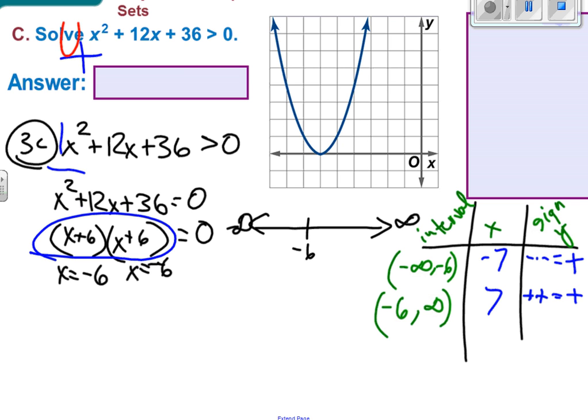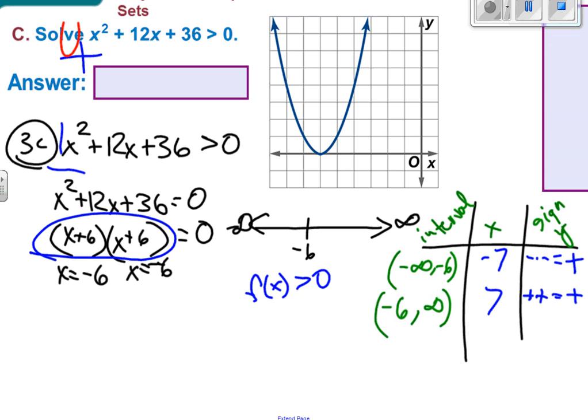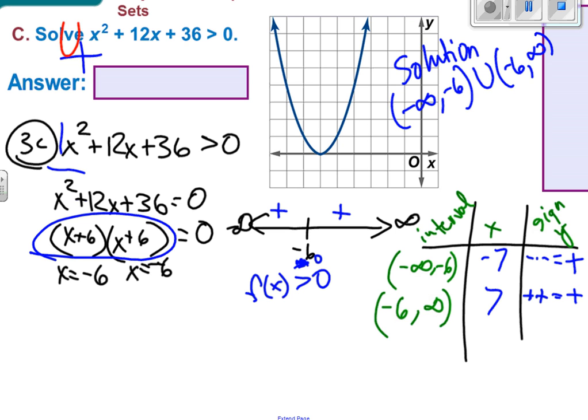There's that value. So this one, now I want to look at, when is f of x just greater than 0? Well, I'll put my positive there and my positive there. But remember, this one was when it is equal to 0. So can we include -6? No. So our solution for this one is from -infinity to -6, and parentheses because it's not included, union with -6 to infinity, because all the values are positive except right there. That's all positive. That's all positive, but at that value for -6, it's not.